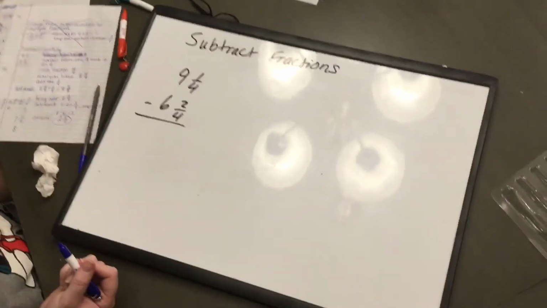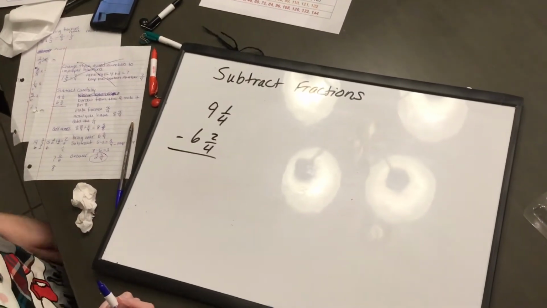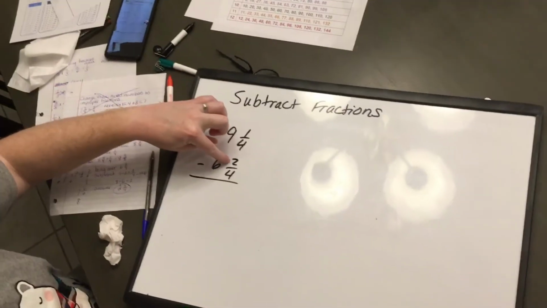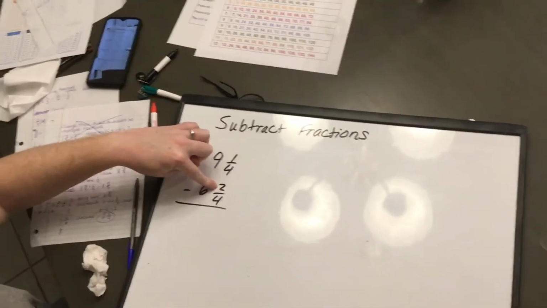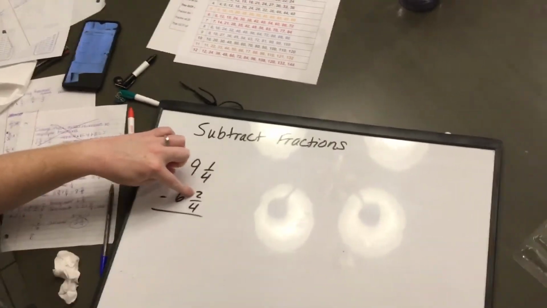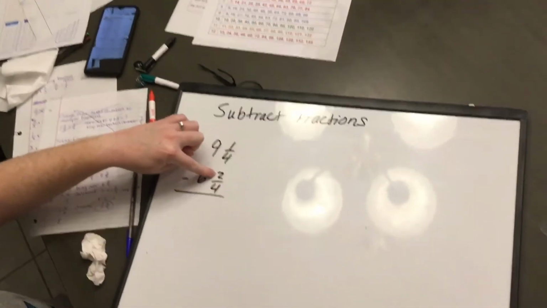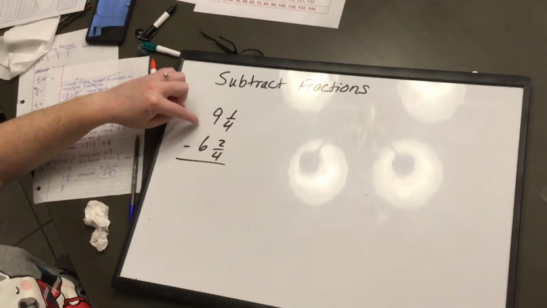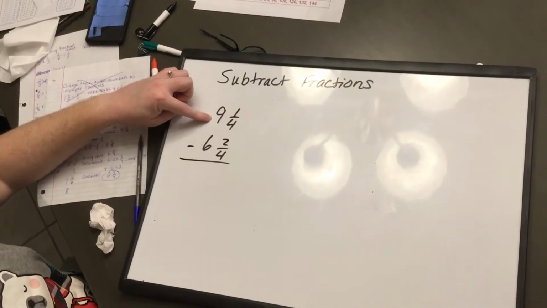Okay, now we're going to subtract fractions. What we have here is a bigger number on the bottom, so we cannot do 1 minus 2 because it gives us a negative, and that's not where we're at in learning right now. So we have to borrow from our 9.